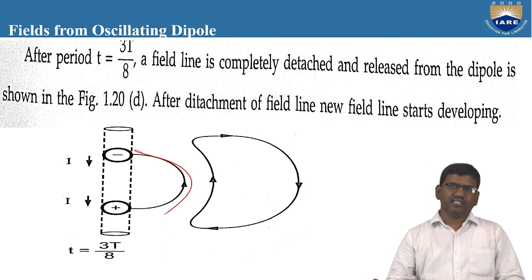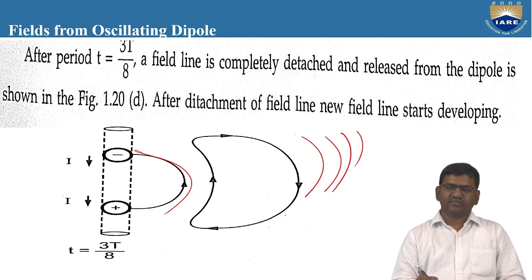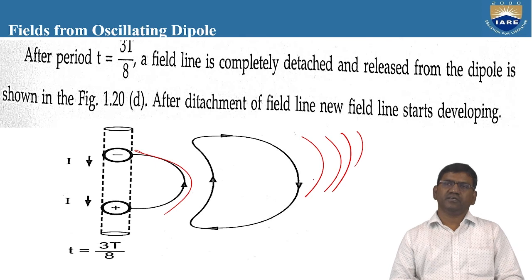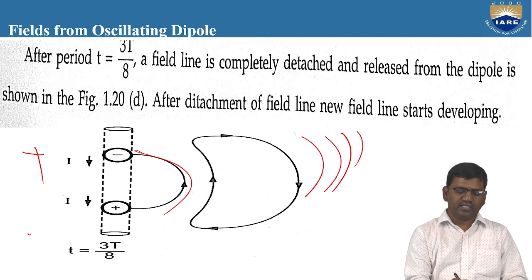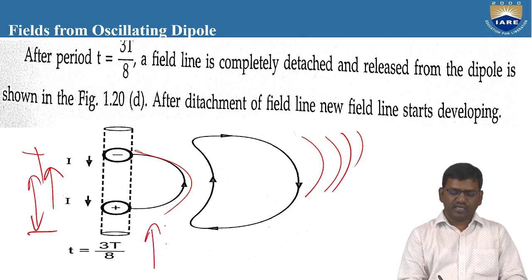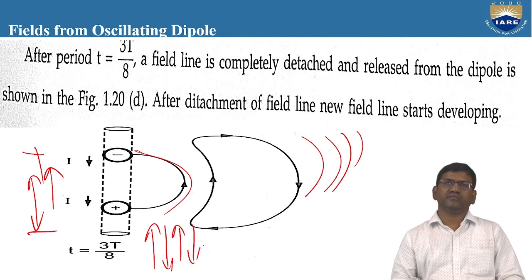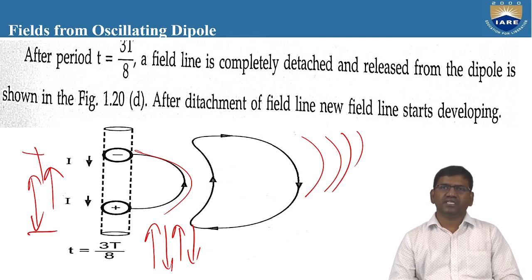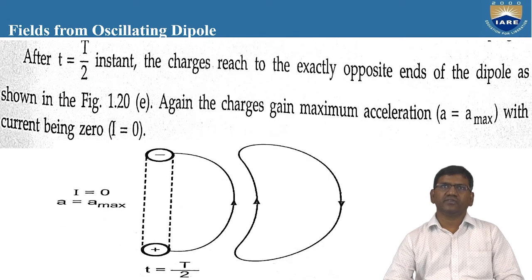That means whenever these charges are moving back and forth, different lines are detached from the dipole. That means different electromagnetic waves or different electromagnetic fields are produced from this dipole as these positive and negative charges move back and forth. As these charges are moving back and forth at a faster rate, many field lines are detached from the dipole, and these detached field lines we call the electromagnetic field lines or the radio waves. This is the concept of fields from the oscillating dipole.